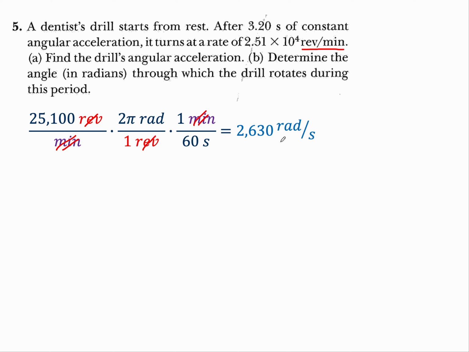If we multiply that through, we'll discover that the final angular velocity, that would be omega final, is equal to this number right here, 2,630 radians per second. Just real quick, because we know it starts from rest, that's our initial angular velocity, which in this case is just plain 0.